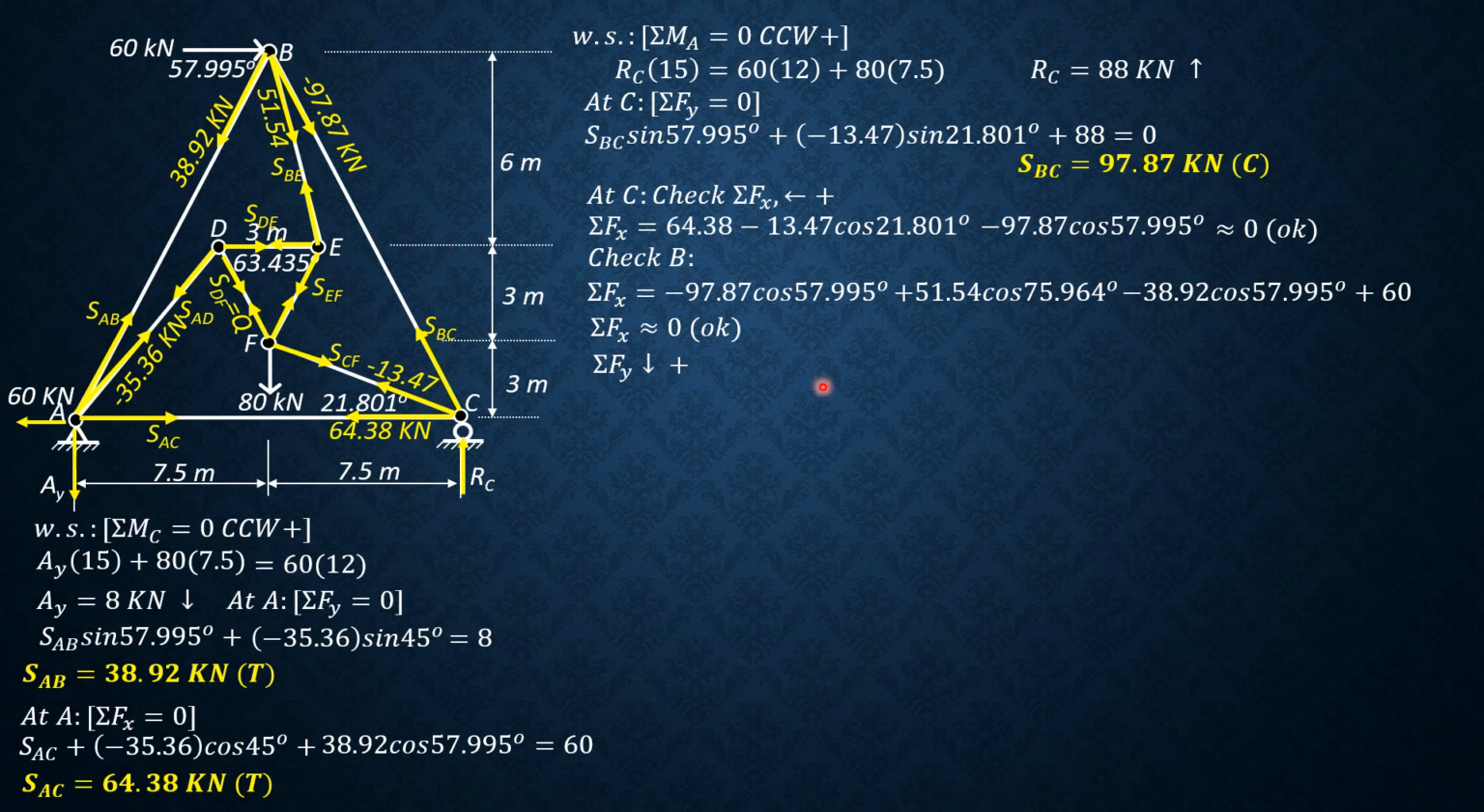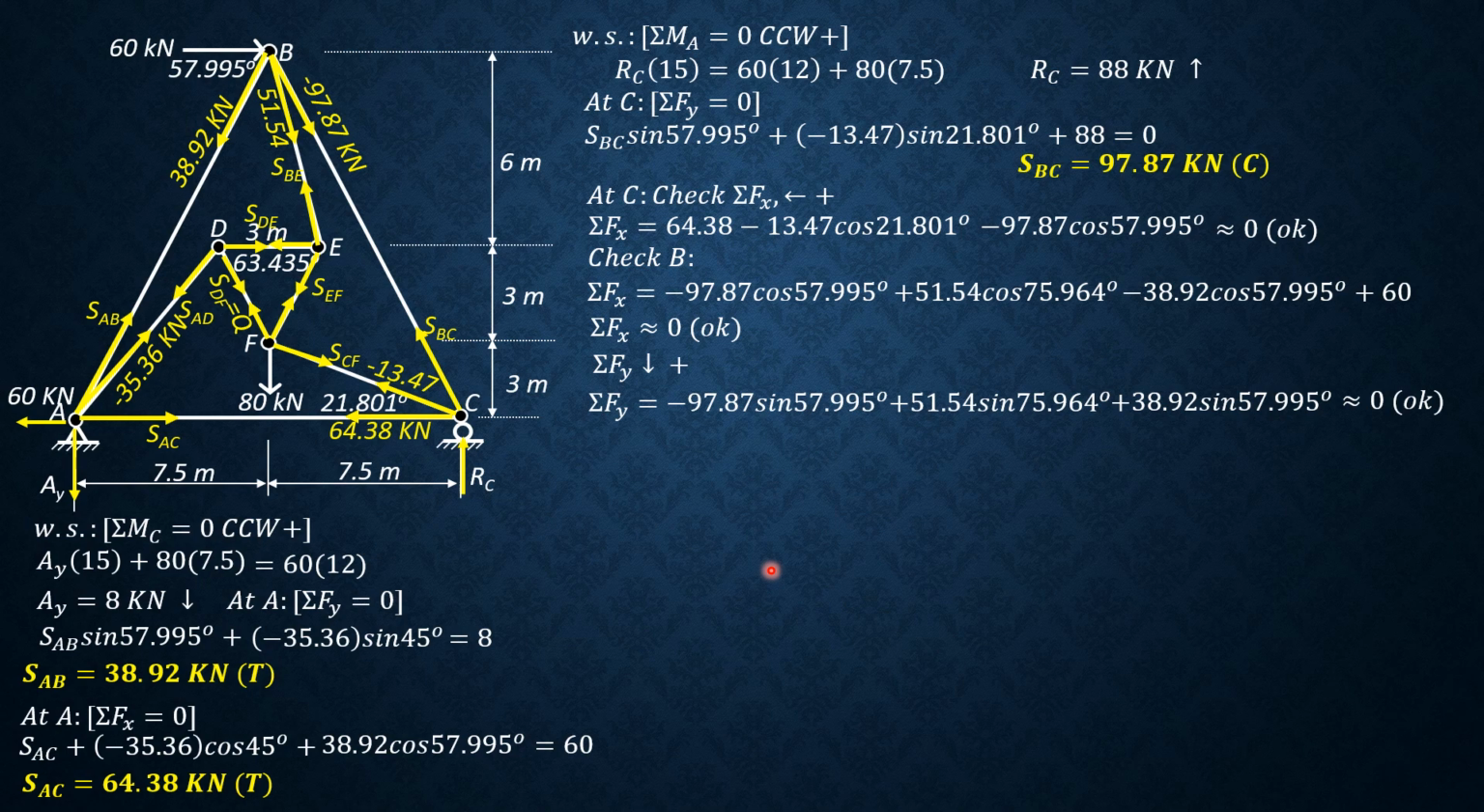So finally, summation forces Y, downward positive. Let's check if it is also zero. So negative 97.87 sine of 57.995 plus 51.54 sine of 75.964 plus 38.92 sine of 57.995. If this is almost zero, then that validates our answer. So it is almost zero, therefore all these answers are correct.